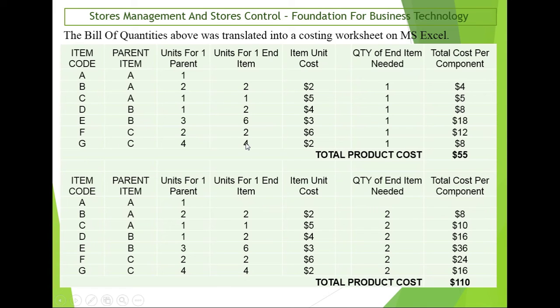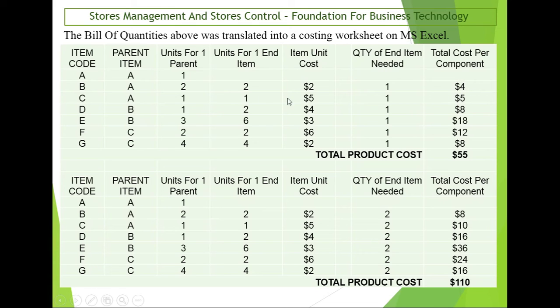required. But since we are interested in the costing, what we now do is we look at the unit cost of each of these items. So we now say item B costs $2 per unit, C is $5 per unit, D is $4 per unit. So we now multiply this unit price times the quantity that is required to make the final product, and that now gives us the total cost per component for the end product.